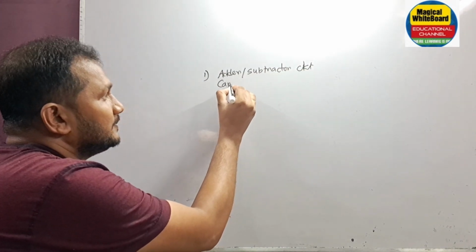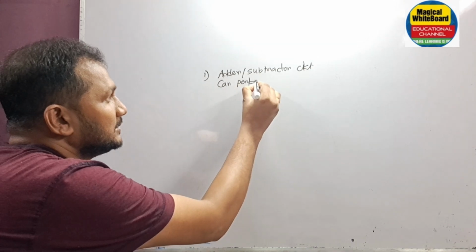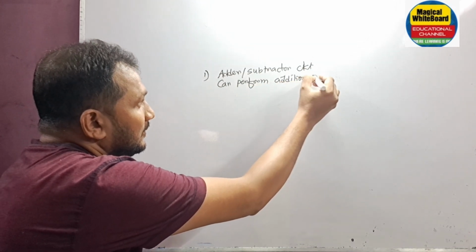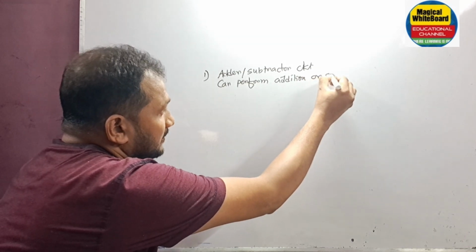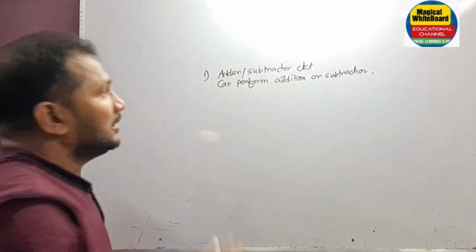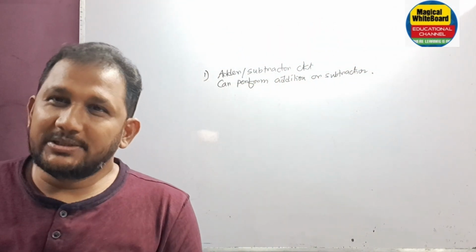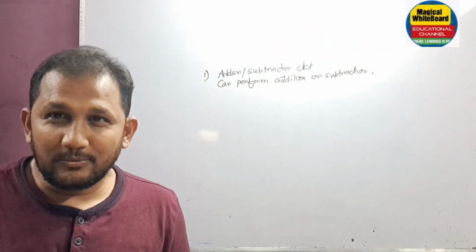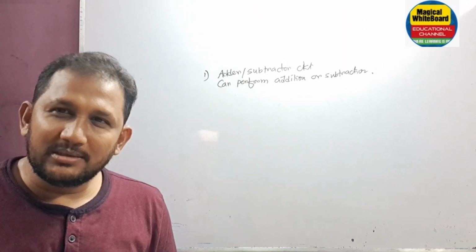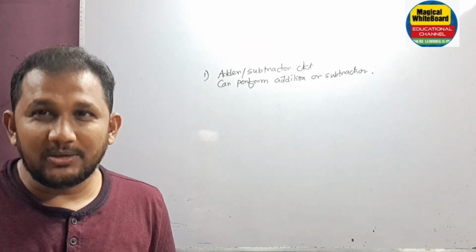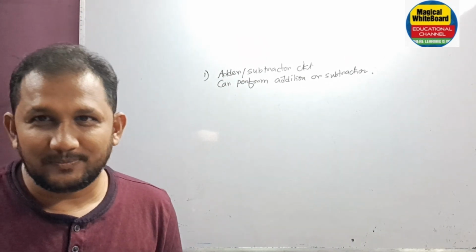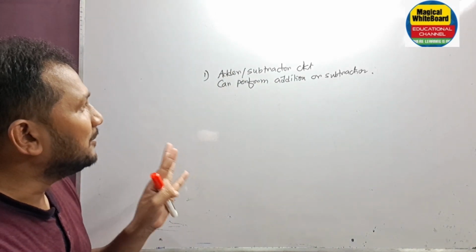can perform addition or subtraction. So it is used to perform addition or subtraction, not and. Why we use or? Because when we need addition, then it can perform addition. When we need subtraction, then it will act as a subtractor. So there is a mode control.